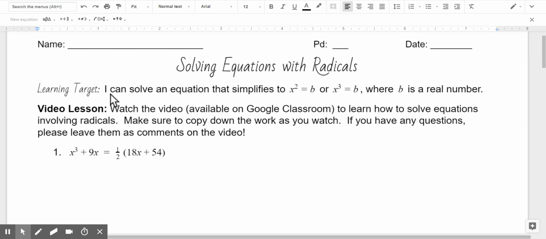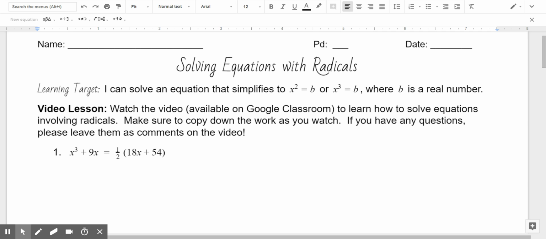Today's learning target is I can solve an equation that simplifies to x squared equals b or x cubed equals b, where b is a real number. What that means is that we're going to be solving equations that look a little complicated. They might have x in them, they might also have x squared and x cubed, or maybe even x to the fourth. But when we finish solving, we're only going to end up with x squared equals a number, and the other variables will cancel out.